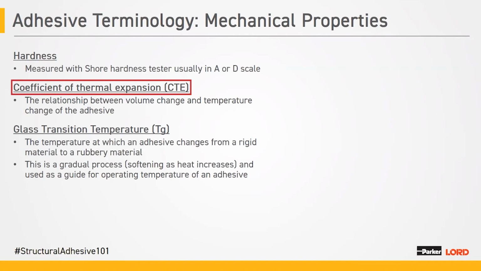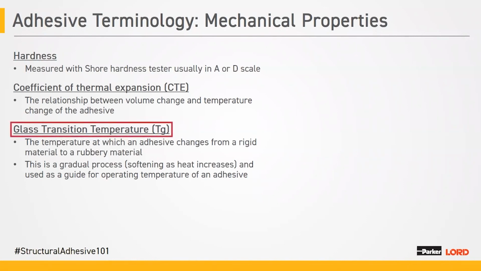Coefficient of thermal expansion, or CTE, this is the relationship of the volume change and temperature for the adhesive. Like most materials, as the material gets warmer, it tends to expand, just like your metals or your plastics. And this gives the ability to begin to match those things up when you're designing joints that may be cross-bonding multiple materials, such as a metal to a plastic. Glass transition temperature, or TG, this is the temperature at which the adhesive changes from a rigid or glassy state to more of a rubbery state.